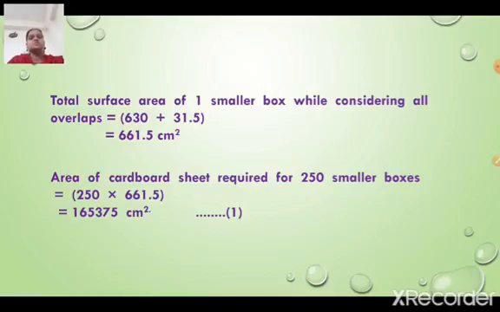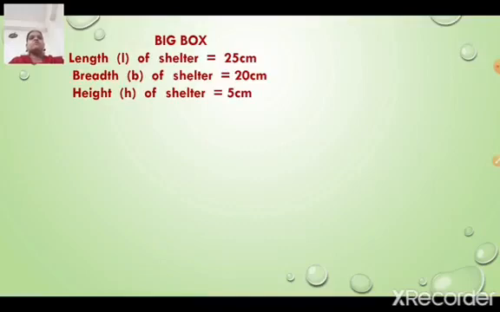1,65,375 centimeters square. So we got this area. So just mark it as step 1. We have done till here. Okay. Now similarly we will do it for the bigger box now. So let us see. For the bigger box, what are the dimensions given? Yes. The length is given as 25 centimeter, breadth 20 centimeter, height as 5 centimeter.